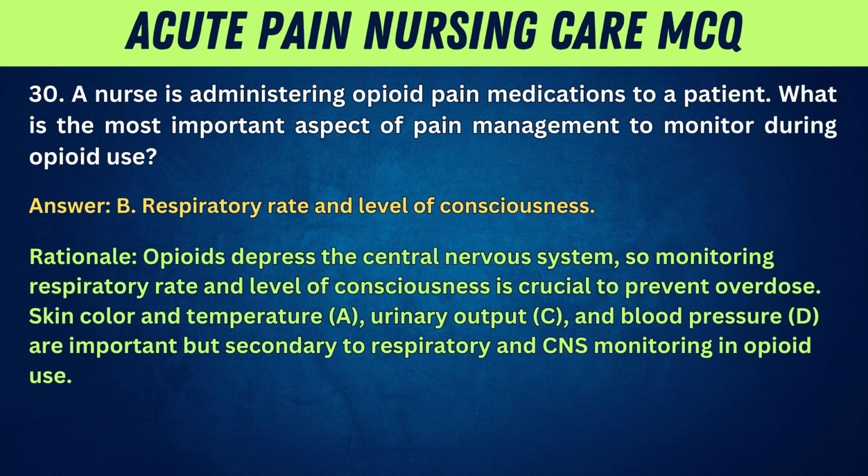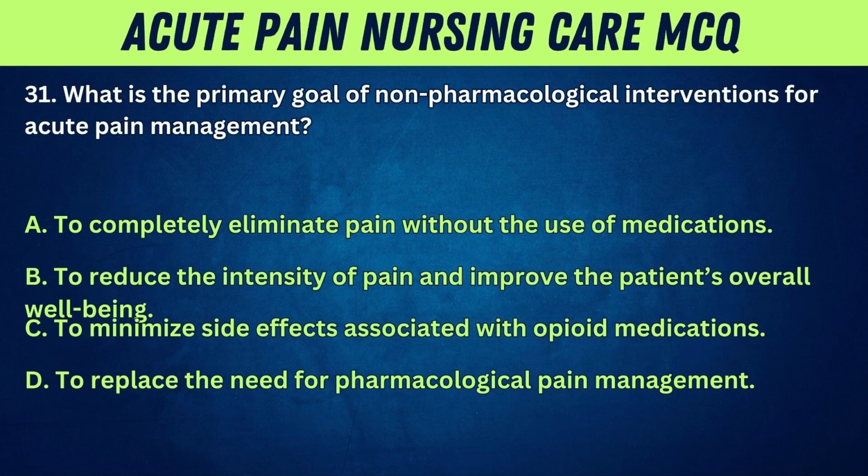Rationale. Opioids depress the central nervous system, so monitoring respiratory rate and level of consciousness is crucial to prevent overdose. Skin color and temperature, A, urinary output, C, and blood pressure, D, are important but secondary to respiratory and CNS monitoring in opioid use.